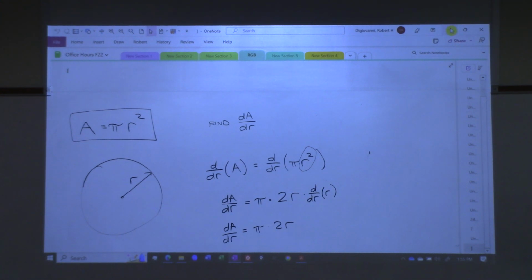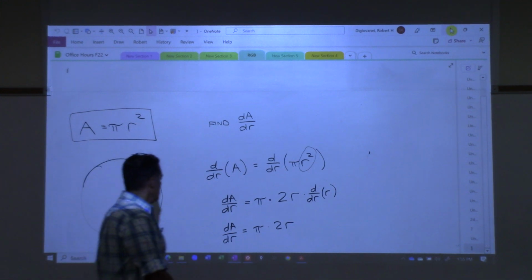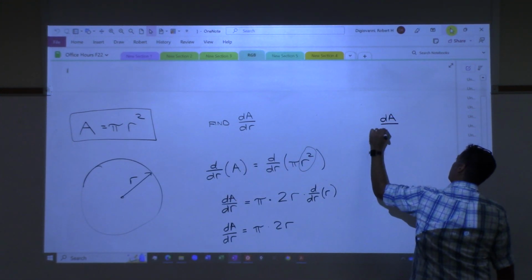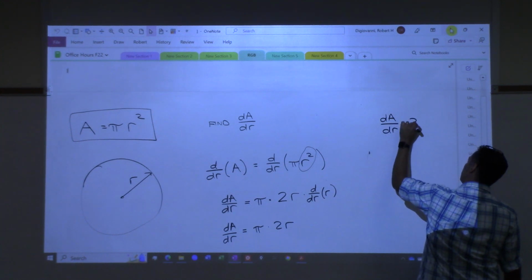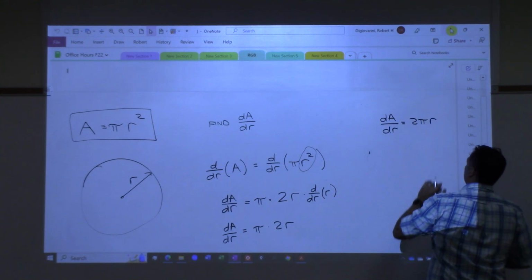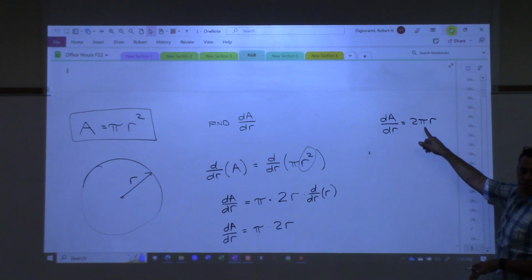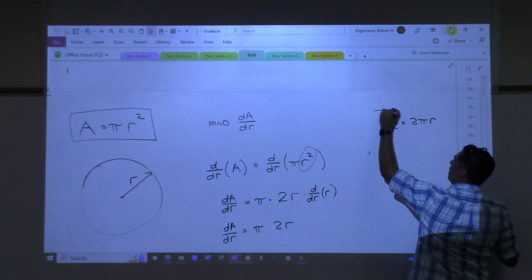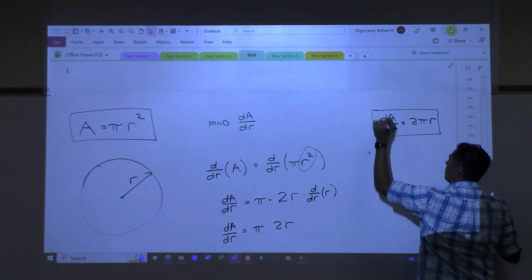Yeah, I would normally write 2 pi r. So let me write this down. What we're saying is that dA dr is 2 pi r. Now, you might recognize that as the circumference. Okay, that's irrelevant. That doesn't have anything to do with this problem. It happens to turn out that way right here, okay?